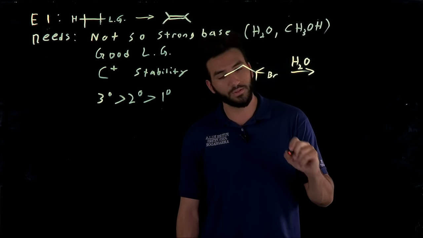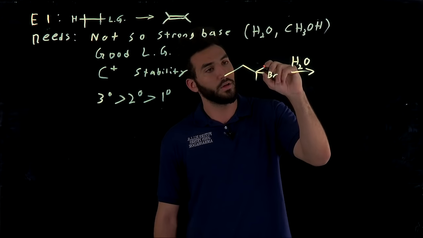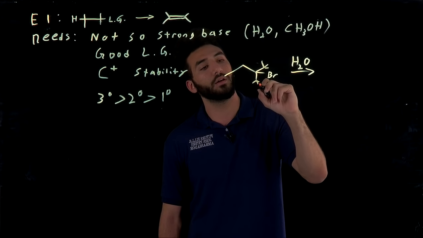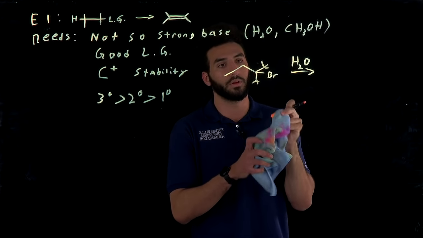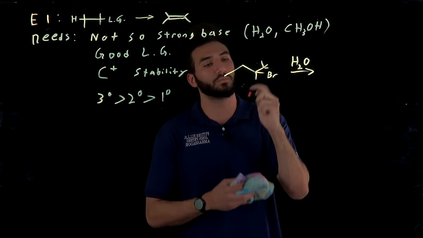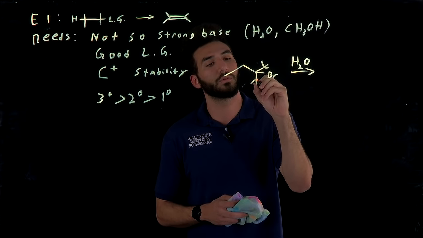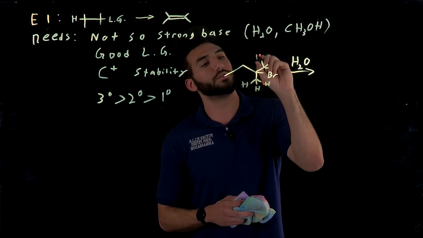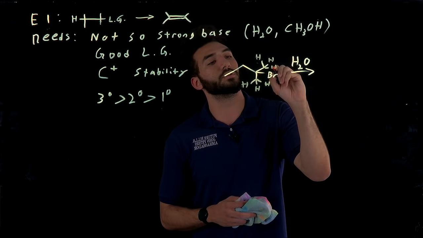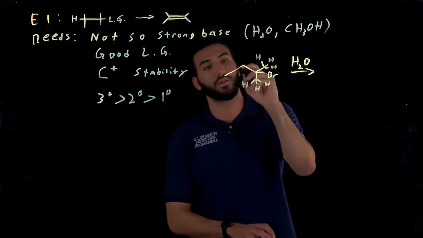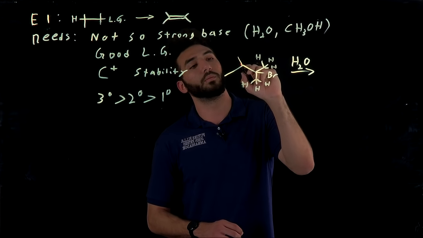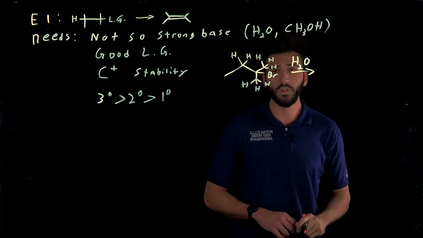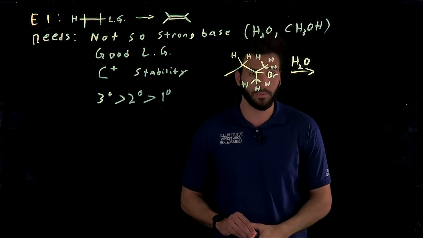Okay? So here are our options, right? We have hydrogens here, 1, 2, 3. We have hydrogens here, 1, 2, 3. Here, let me make that a little bit more pronounced. Hydrogen, hydrogen, hydrogen, and hydrogen, hydrogen, hydrogen. And then we also have hydrogens on this carbon right here, 2 of them, hydrogen and hydrogen, okay? So any of these hydrogens are sort of fair game to pull off.